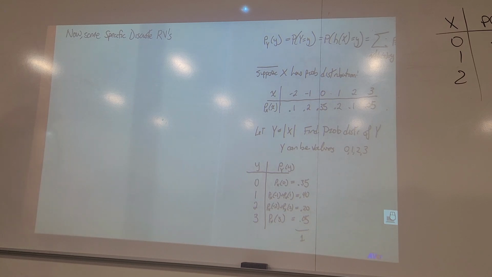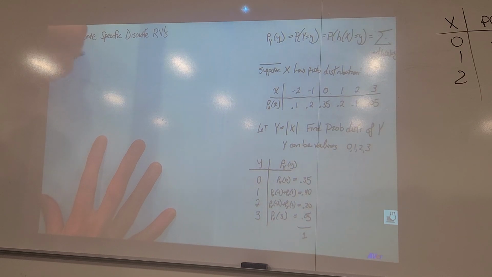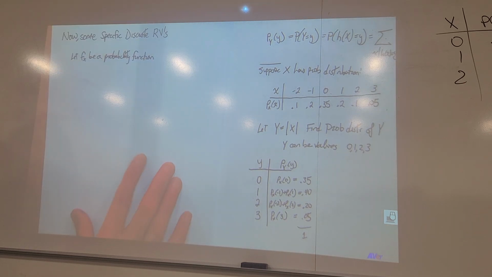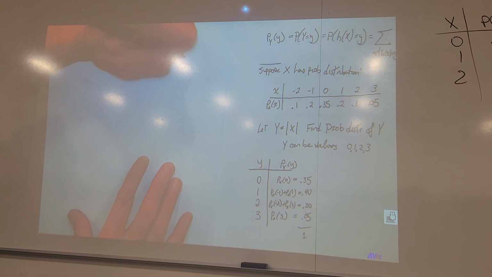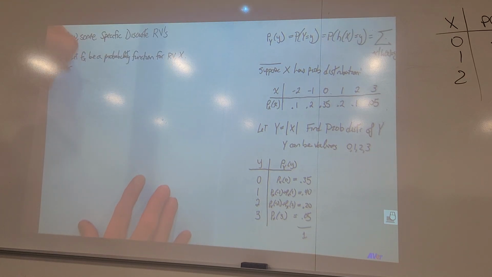And so copying out of that book, let f of x be a probability function for a random variable, call it x. Okay. And suppose that this f of x depends on some quantity that can take on a bunch of different values.